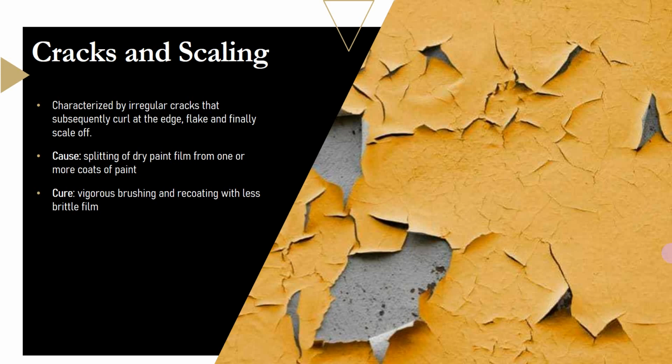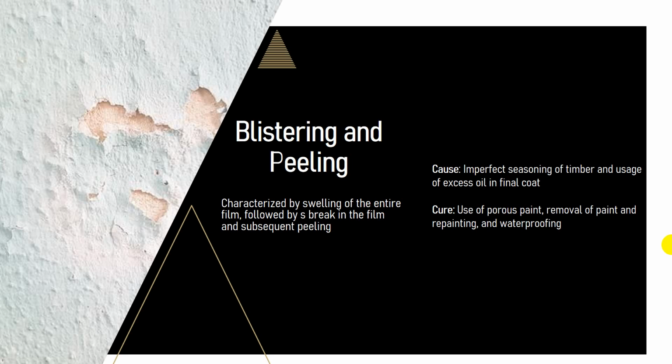Cracks and scaling. Cracking is a wear characteristic of a hard drying paint, while scaling comes from water pressure where moisture seeps through the crack to the original surface. The cause is the splitting of dry paint film from one or more coats of paint, while the possible cure is vigorous brushing and recoating with less brittle film.